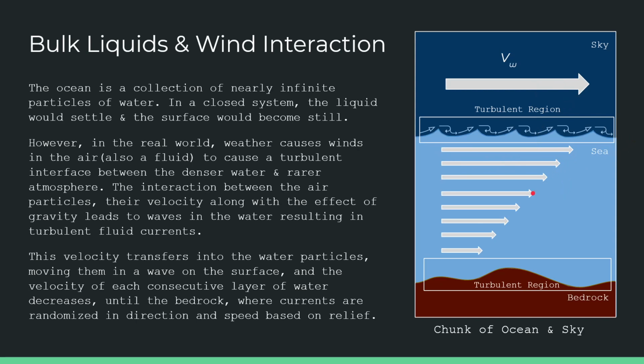Here we have a progressively decreasing velocity as the depth increases in the water. The velocity decreases due to slipping between the particles slowing down. As the layers of water become deeper, the velocity decreases until it reaches the second turbulent region, where the solid interface, the bedrock or ground, meets the fluid. Here the velocity is not determined by the speed but rather by the relief or topography of the bedrock. This can be modeled in scenarios where fluids like air and water need to interact in an ocean and sky environment.